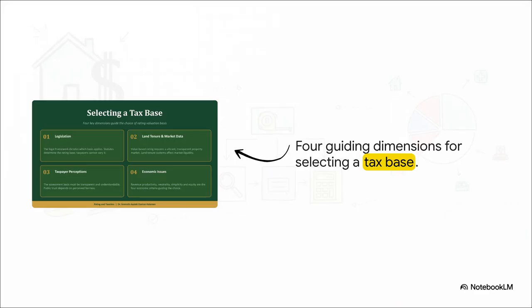When lawmakers are designing a tax system, they're guided by 4 specific dimensions that dictate the rules of the game. First is legislation. Quite simply, the legal framework dictates what basis can actually be applied in that region. Second is land tenure and market data. You just can't have a value-based rating system without a vibrant, transparent property market. Third is taxpayer perceptions. This is absolutely crucial. Public trust depends entirely on the perception of fairness. If citizens feel cheated or don't understand the system, they will reject it. And fourth are the economic issues.